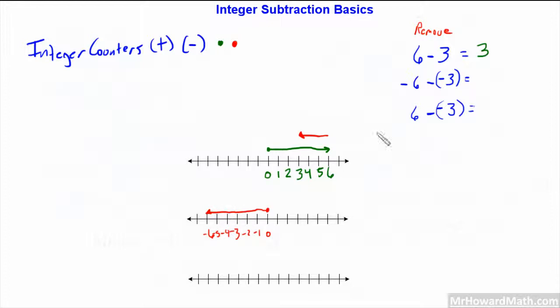We're at -6. Then we need to do this. We need to remove 3 of these negatives. So we've already got 6 negatives. We need to remove 3 of them. How do we do that?